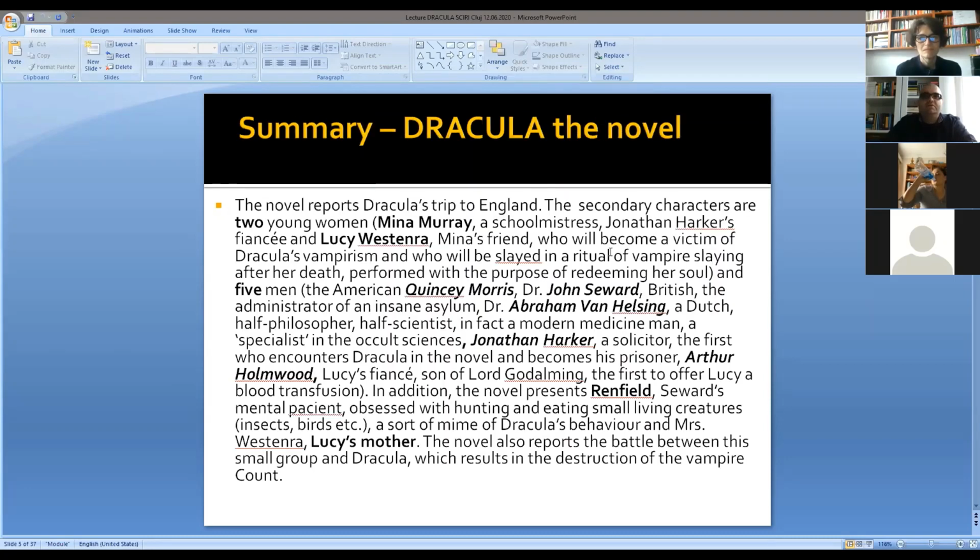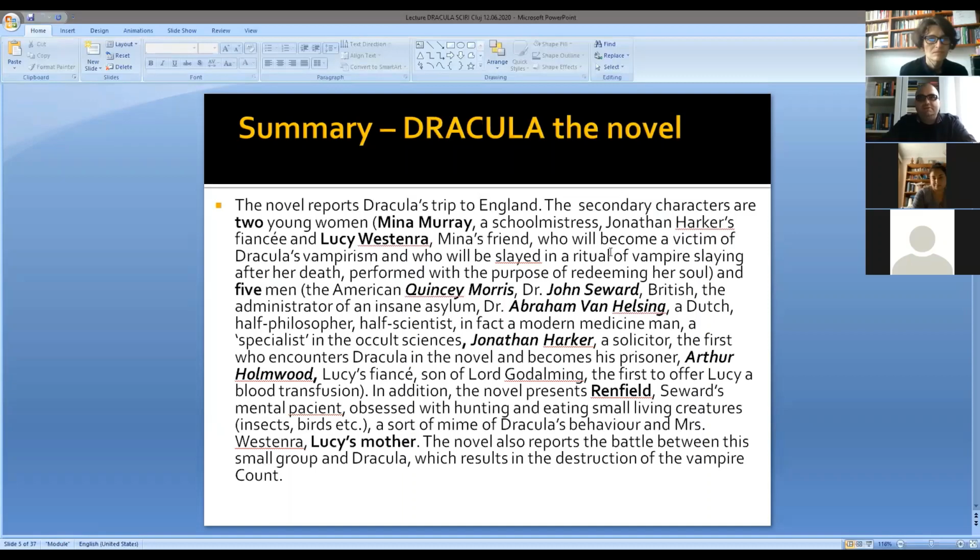A little bit about the novel also with reference to the characters. The novel reports Dracula's trip to England and also his return to Transylvania in a very interesting twist, because it is a hunt for the hunter. The second part of the novel is the hunt of the hunter by these characters in the novel.